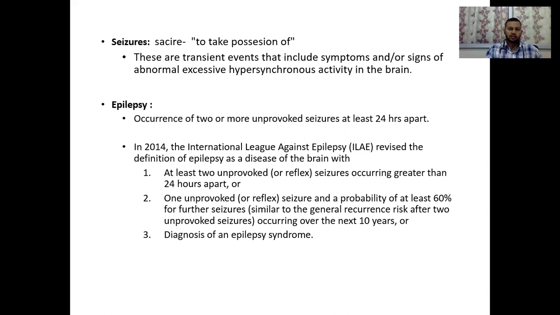Epilepsy: occurrence of two or more unprovoked seizures at least 24 hours apart. In 2014, the International League Against Epilepsy revised the definition of epilepsy as a disease of the brain with at least two unprovoked seizures occurring greater than 24 hours apart, or one unprovoked seizure and a probability of at least 60% for further seizures, similar to the general recurrence rate after two unprovoked seizures over the next 10 years, or diagnosis of an epilepsy syndrome.